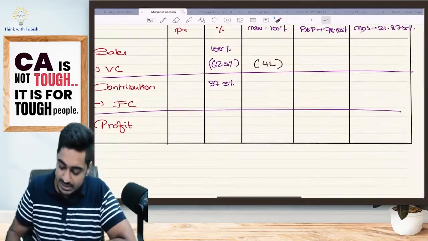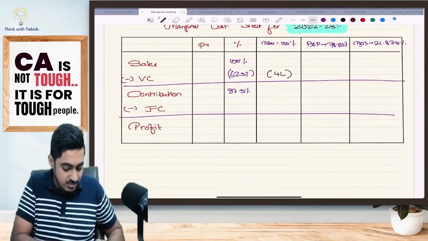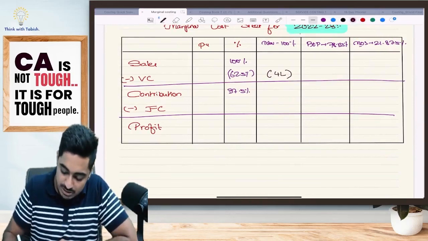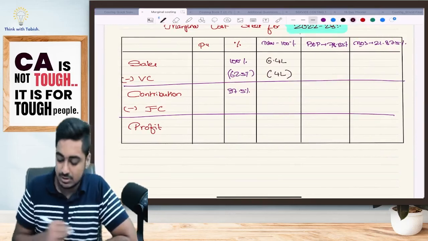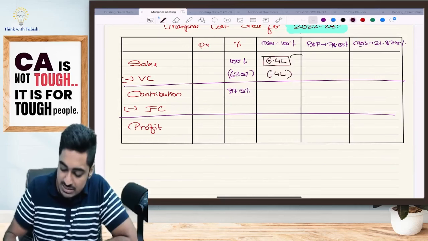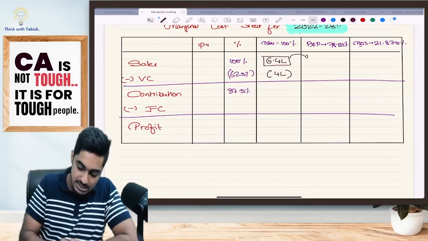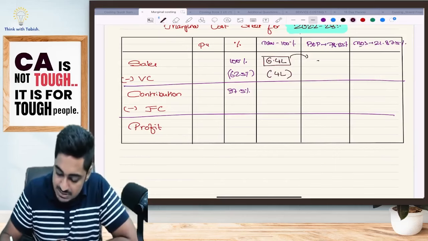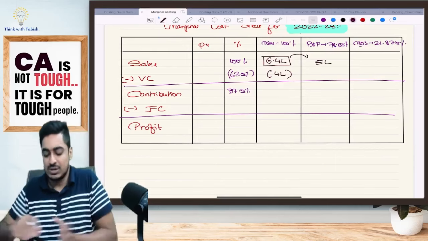Okay, now pay attention. 4 lakh will be my variable cost, which will be how much percent? 62.5%. That means how much will be my total sales? 6 lakh 40,000. Okay, sir. 6 lakh 40,000 is my total sale. How much percentage of it is break even point? Into 78.125%. That means my BEP sale will be 5 lakh. Yes or no? Now let us finish the story.